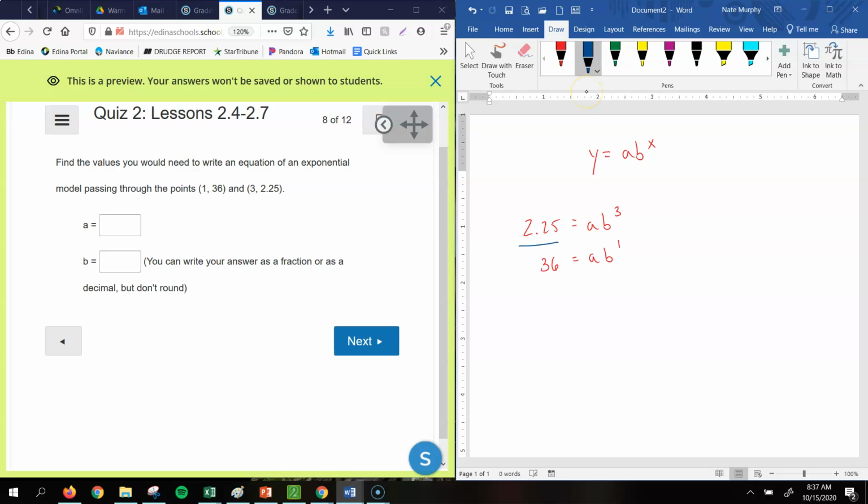So remember the next step, so that's your first step. Your next step is to divide. Now when you divide, the a's cancel out. And 2.25 divided by 36 is going to give us 0.0625.